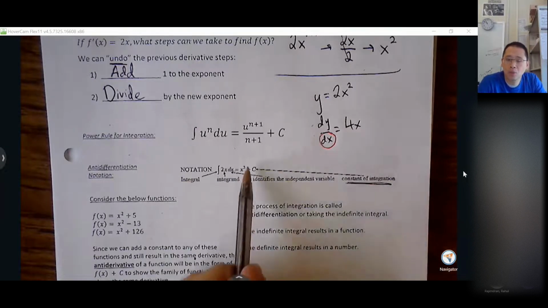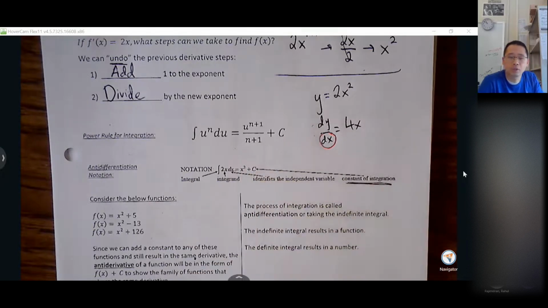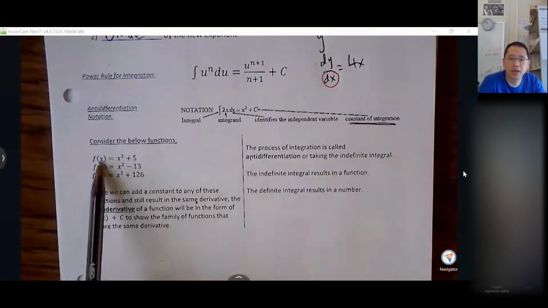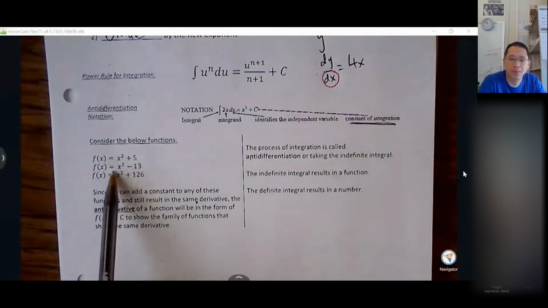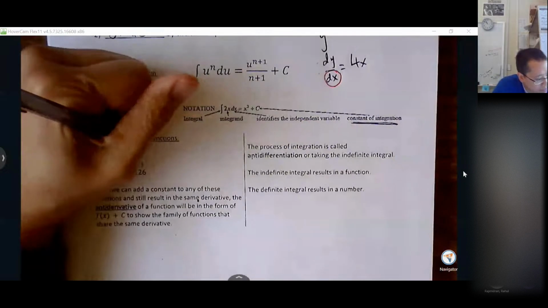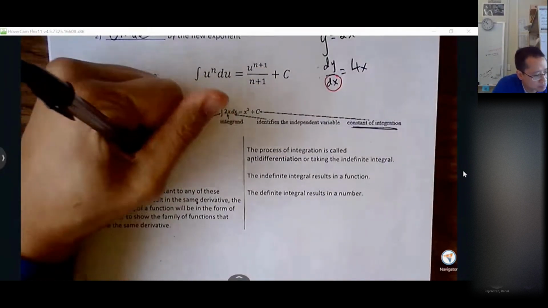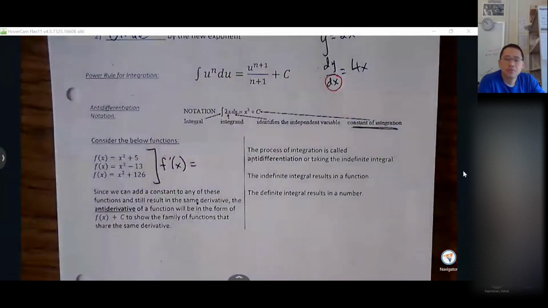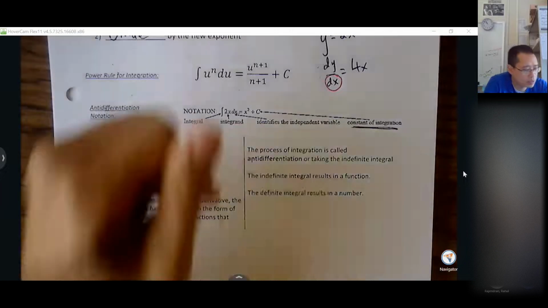Okay, so let's talk about what this plus c means and why we need it. Back to derivatives here. Consider the below functions: f of x equals x squared plus 5, f of x equals x squared minus 13, and f of x equals x squared plus 126. If I ask you to find the derivative of each of these functions, what would you say? They're all going to be 2x.